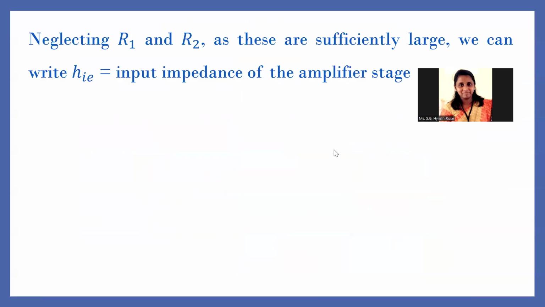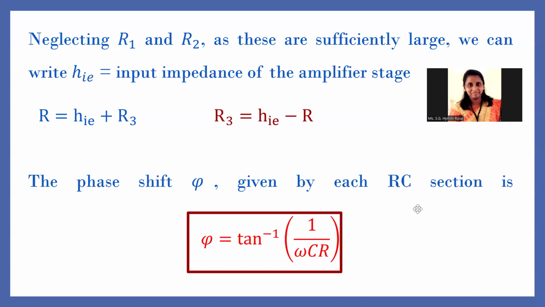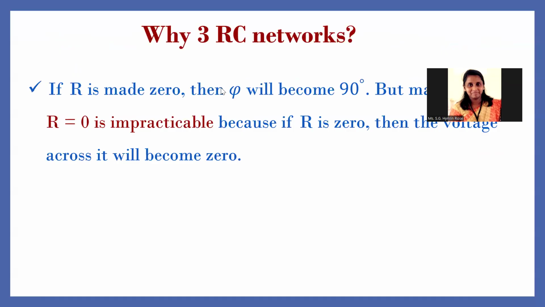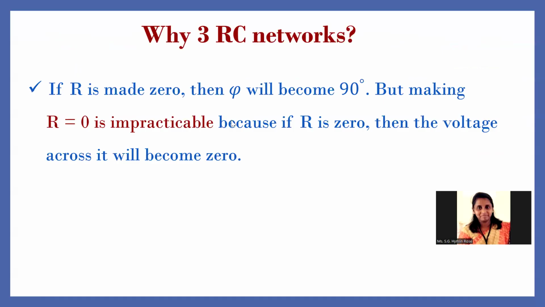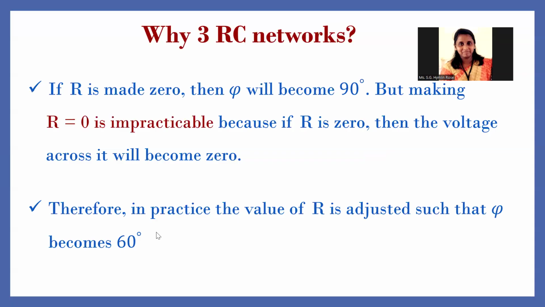Neglecting R1 and R2 as they are sufficiently large, we can write R, the input impedance of the amplifier stage, as HIE plus R3. So R3 equals R minus HIE. The phase shift given by each RC section is tan inverse of 1 by omega CR. But making R equal to 0 is impracticable, because then the phase becomes 90-degree and the voltage across it will be 0. Therefore, in practice, the value of R is adjusted to get a phase shift of 60-degree.